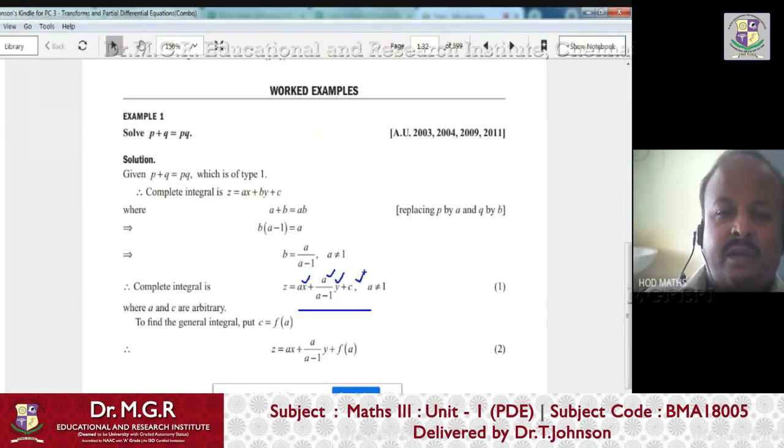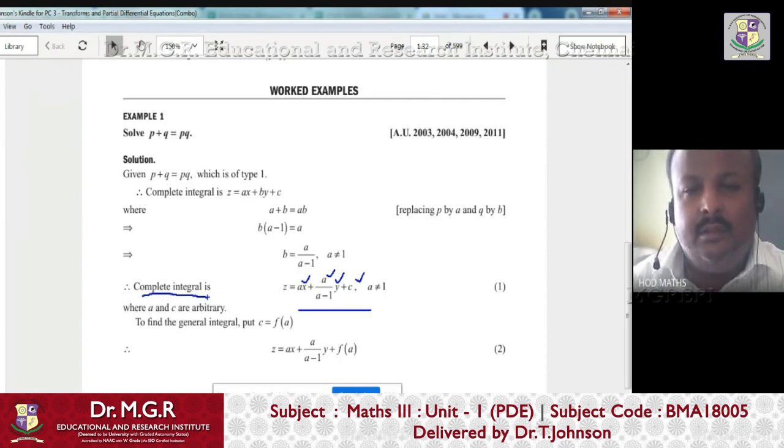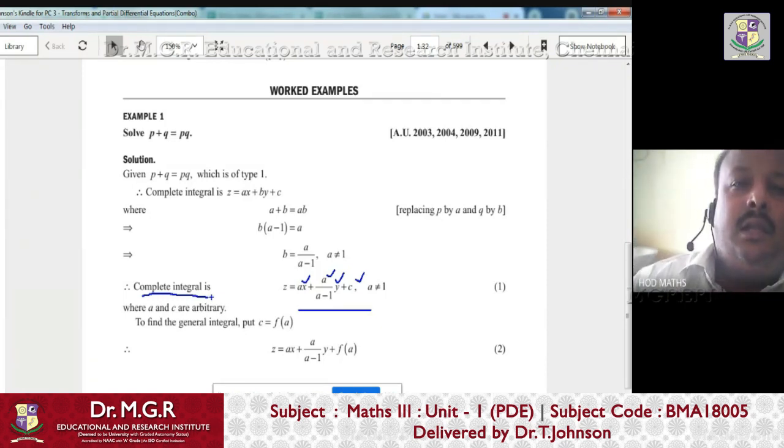So the number of arbitrary constants equals the number of independent variables. So this solution can be called a complete solution or complete integral, right? I already explained this in the last class itself, but unfortunately we have only two online classes with a one week gap, so I am explaining it once again.